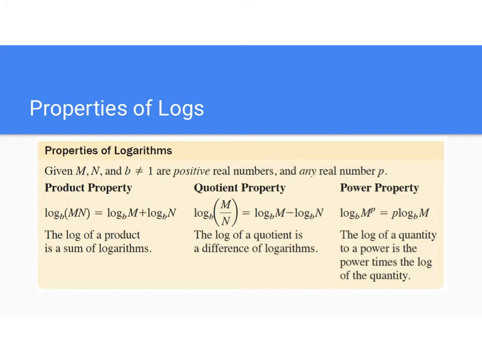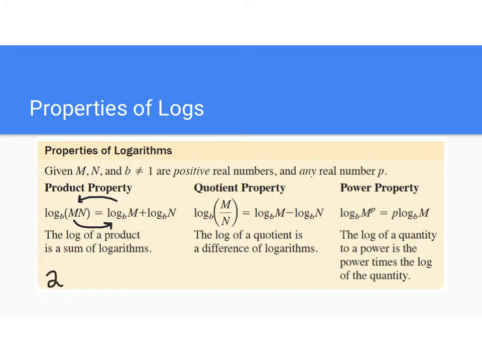Product property says if a log base b of m times n, if you want to expand that log, you write it as log base b of m plus log base b of n. If we are expanding, we go from the left to the right of this rule. If we're writing it as a single log, we go from the addition back to the multiplication. And again, this should make sense to us in terms of exponents.